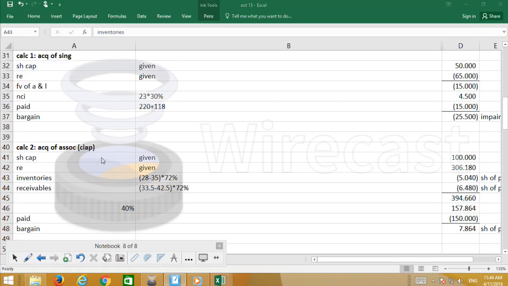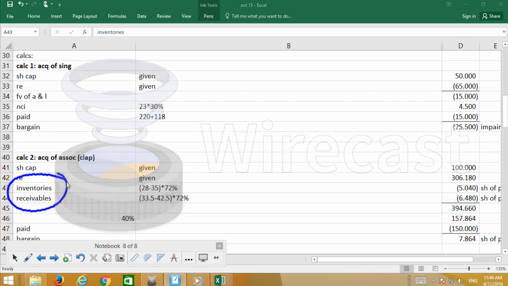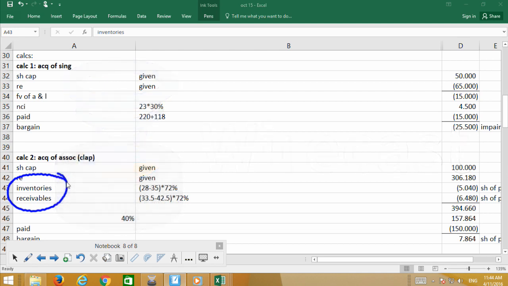Okay, so these two here are current adjustments. So what happens is that they reverse immediately, isn't it? They reverse immediately. So both of those and this bargain are going to go against share of profit in associate. How do they go against share of profit in associate?